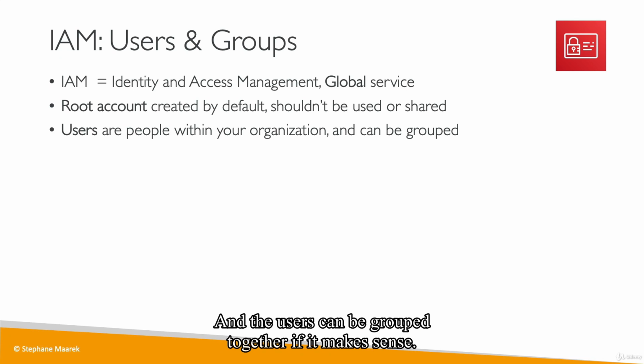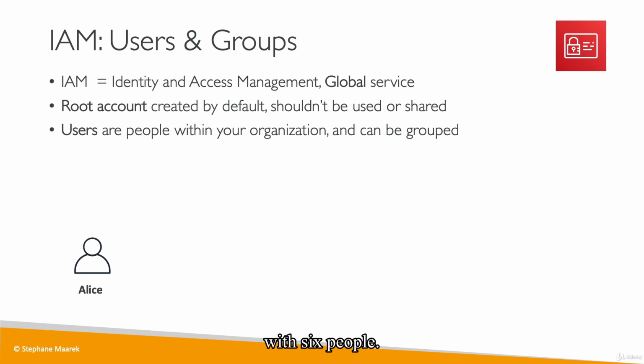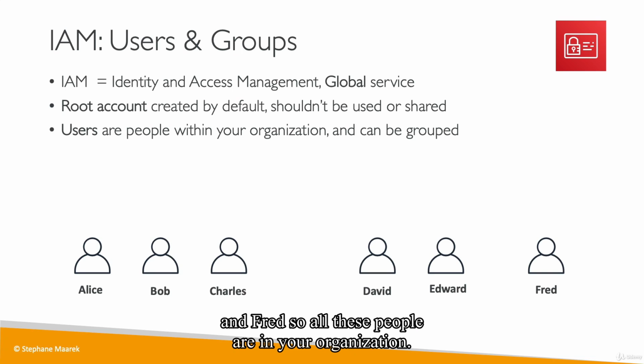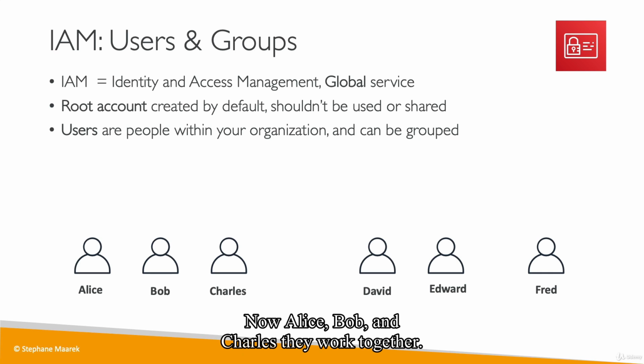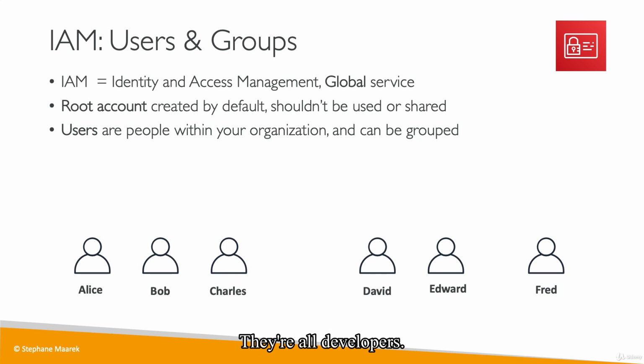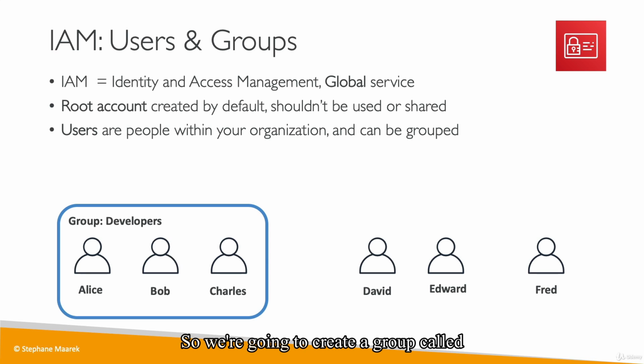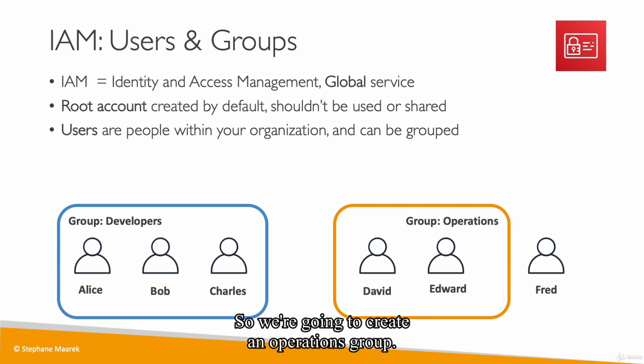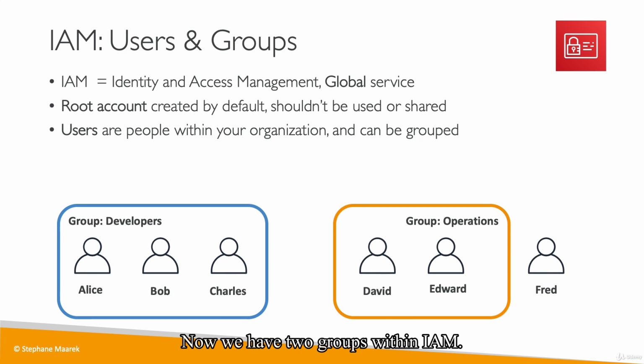And the users can be grouped together if it makes sense. So let's take an example. We have an organization with 6 people. We have Alice, Bob, Charles, David, Edward, and Fred. So all these people are in your organization. Now, Alice, Bob, and Charles, they work together. They're all developers. So we're going to create a group called developers, regrouping Alice, Bob, and Charles. And it turns out that David and Edward also work together. So we're going to create an operations group. Now we have 2 groups within IAM.